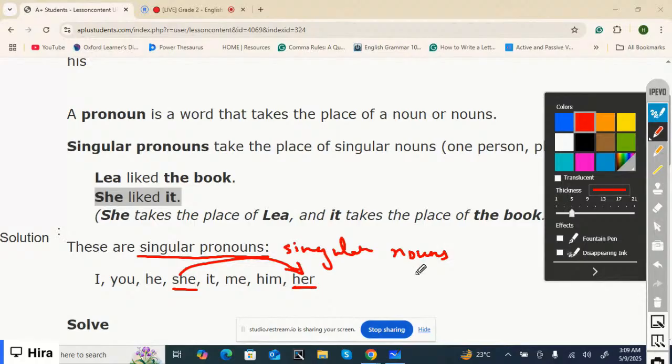Okay, I hope you understand it. So it's time for the test. Let's begin it.